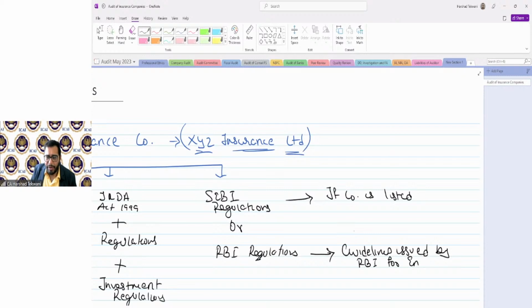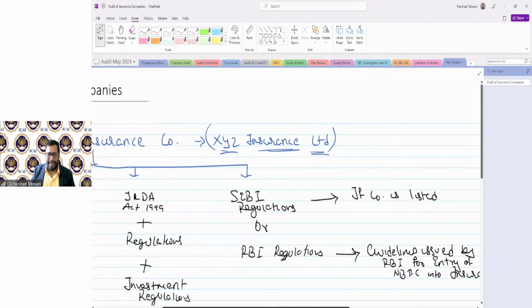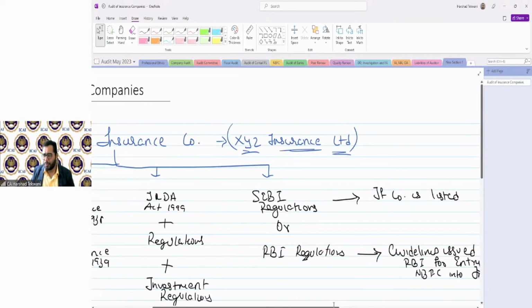for entry of NBFCs into insurance. Okay, so there are guidelines issued by the RBI for NBFCs entering into insurance, or even for banks. There have been certain guidelines issued by the RBI from time to time with respect to their insurance businesses, like how they need to conduct the two businesses separately. So it's not only one particular act.